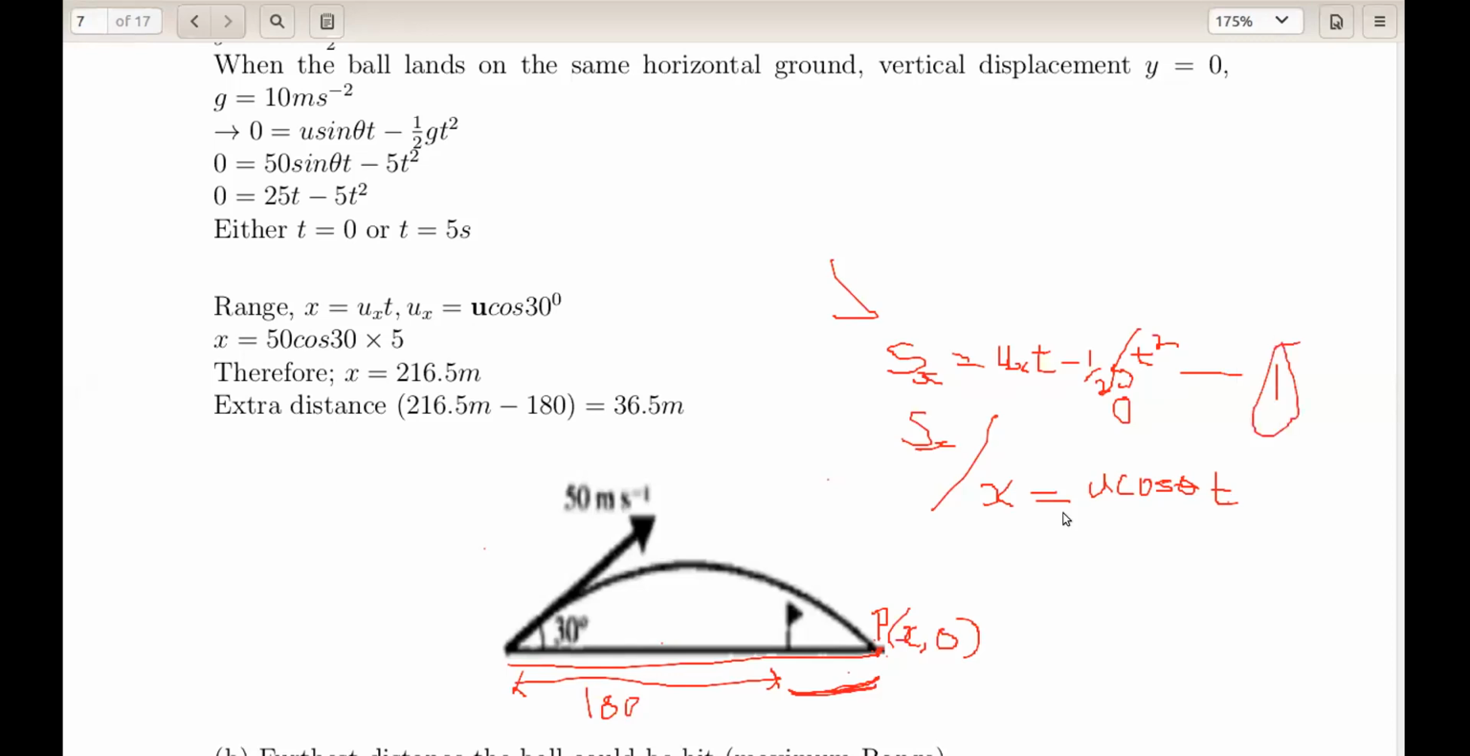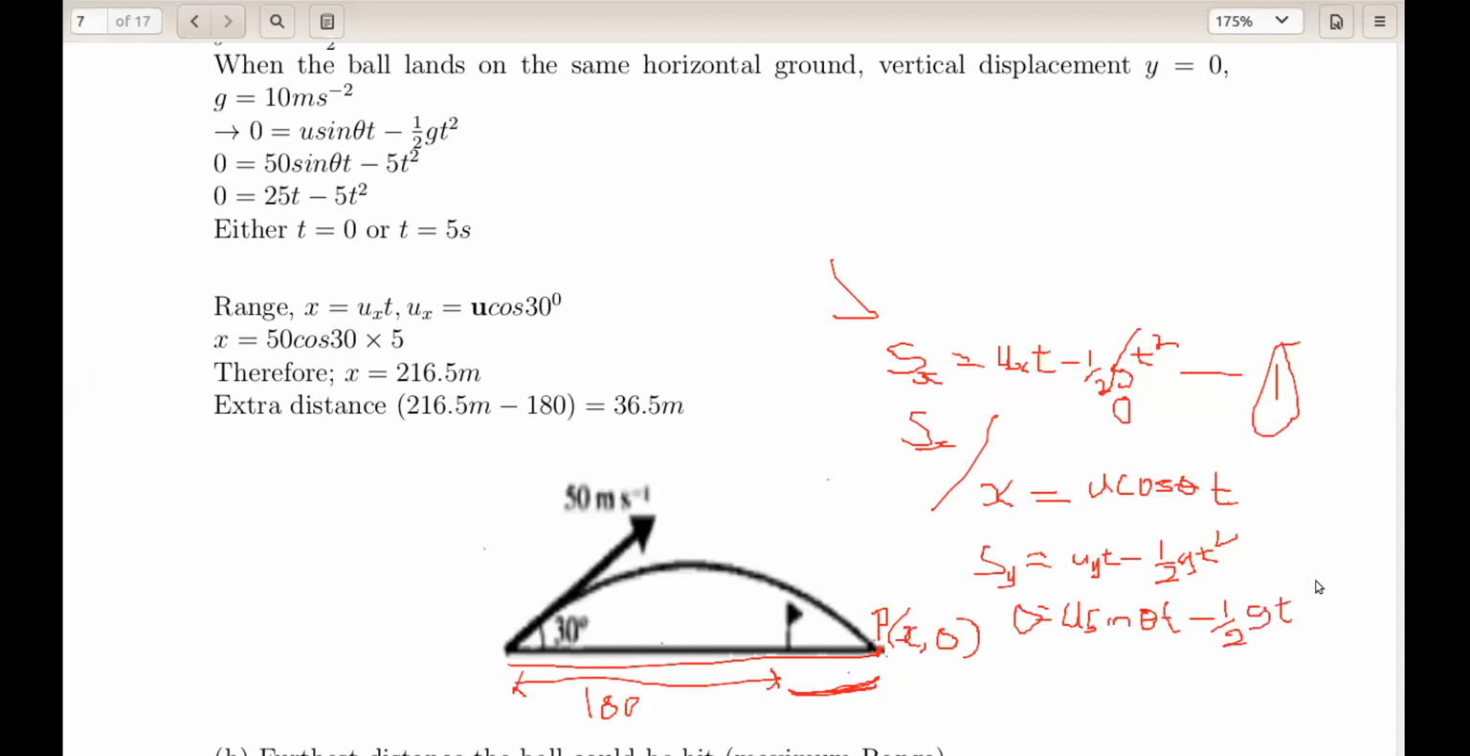We go back to this very equation, but this time in the form of vertical displacement, which is uy times t minus a half g t squared. For vertical motion, acceleration due to gravity is not zero. So we have the initial velocity, this is u sine of the angle theta. Remember, the displacement is zero. Why zero? Because we are looking at a point when the body has landed on the same horizontal ground as it was projected. So zero is equal to u sine theta times t, minus a half g times t squared.